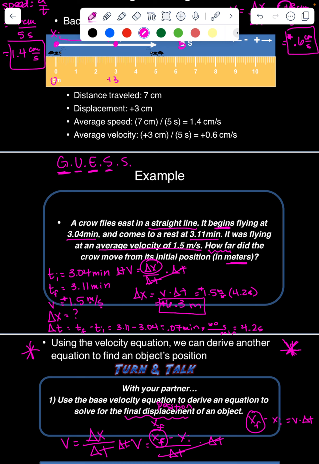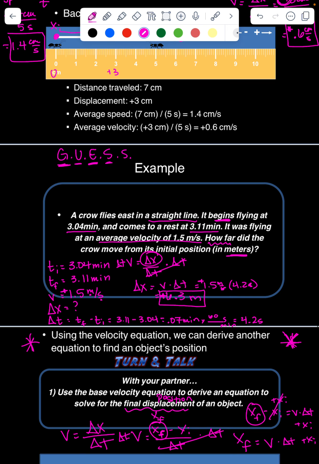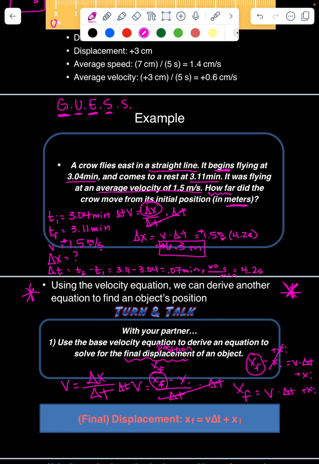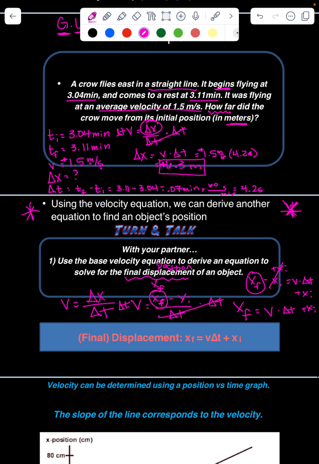Well, we're still trying to get our final position by itself. So our initial position is being subtracted. So if I want to get rid of it, I'm going to add it on both sides. So my final position, if I'm solving for final position, is equal to my velocity times delta t plus my initial position. All right, and if you look around the classroom and find our kinematics equations, you should see something that looks a little like that.